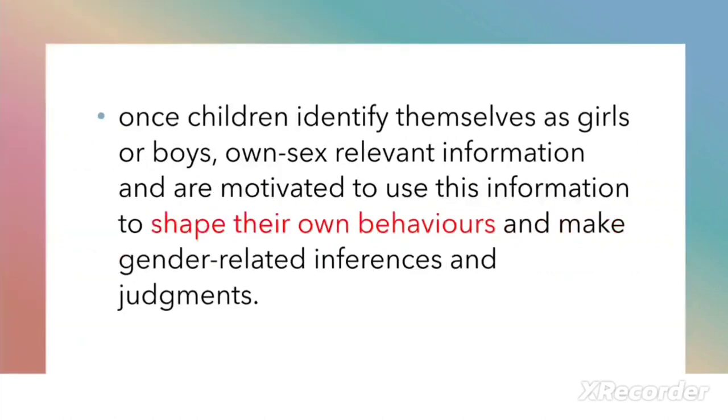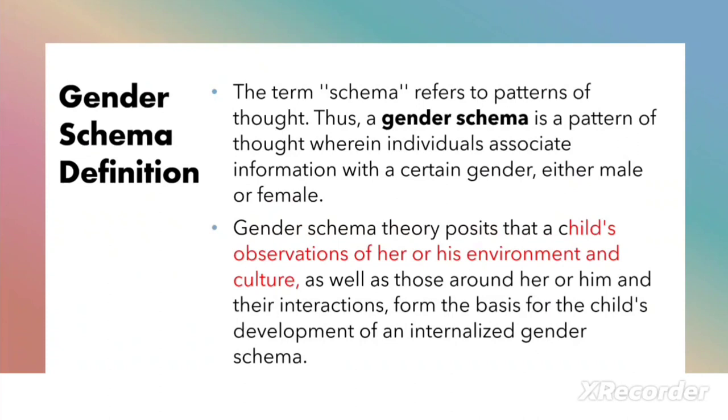Once a child learns to identify their gender, they will collect information, and the motivation to use this information will help them shape their own behaviors. Schema means patterns of thoughts, and gender schema means patterns of thoughts about the individual's information about gender. This theory poses that the child observes his or her environment and culture, and their interactions with the environment lead to the development of gender ideas.